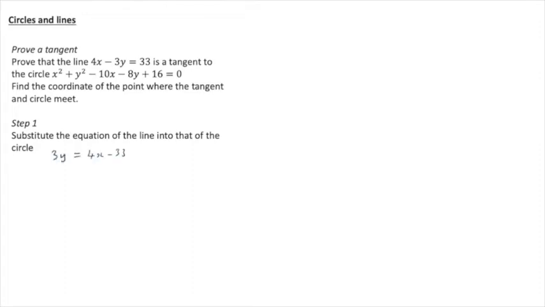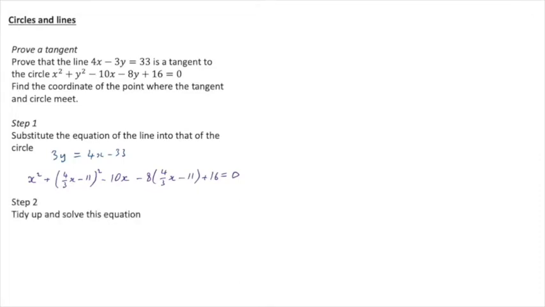We'll do a bit of fiddling first, because we haven't got such a simple line as we did before. So 3y equals 4x minus 33, and that means y is 4 over 3 x minus 11. So from the equation of the circle, each of the y's are replaced by 4/3 x minus 11, as you can see there. You can work through all the nitty-gritty of this yourself with your own pen, but we next need to tidy up and solve this, which is a bit of a job, but that's maths for you.